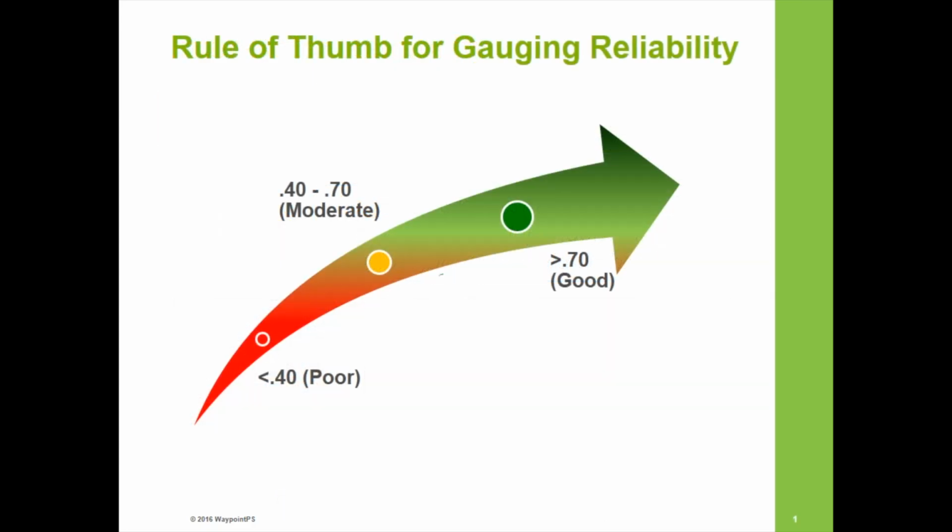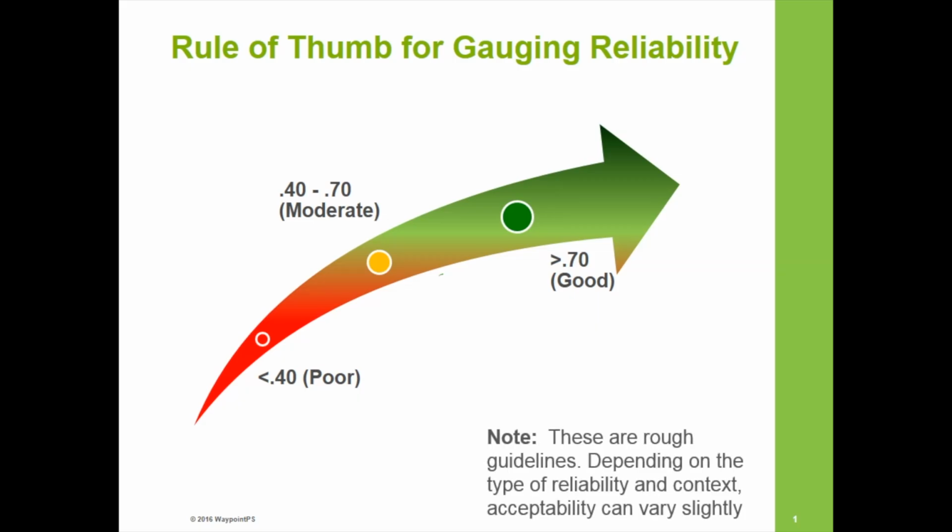Let's run through a quick overview of how we can gauge reliability. You can see here that less than 0.4 will be considered poor reliability, between 0.4 and 0.7 would be moderate, and anything greater than 0.7 would be considered good. But it's also important to keep in mind that these are rough guidelines. So depending on the type of reliability and the context, what is acceptable can vary.